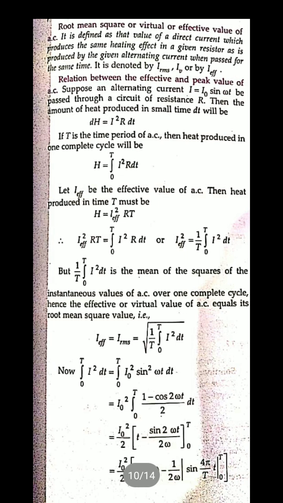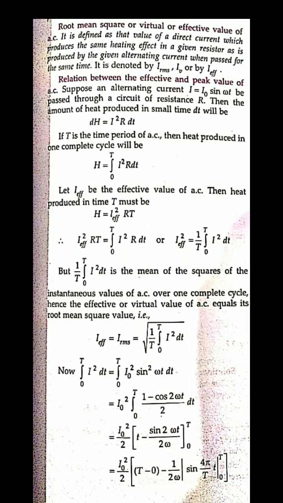Next, all of these, the mean value, average value, and root mean square value, are important to measure the AC. To measure the AC, we define the mean value of AC over half cycle or its root mean square value. These are the important things. Now, root mean square, in short RMS value, is also called virtual value or effective value. Three names are there: root mean square, that is RMS value, or virtual value, or effective value of AC.